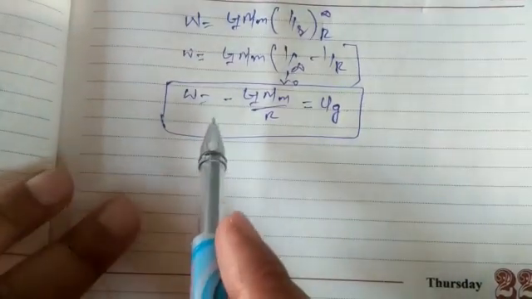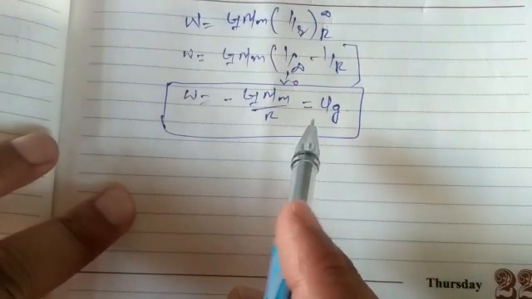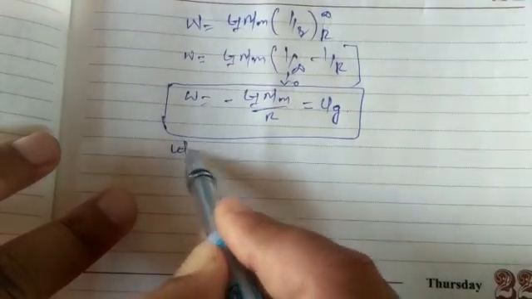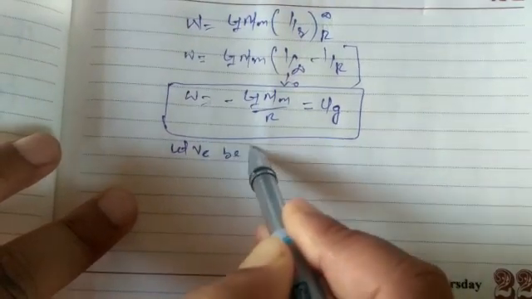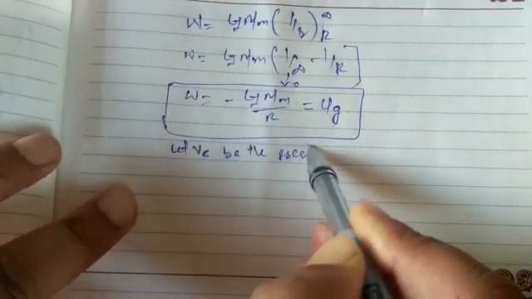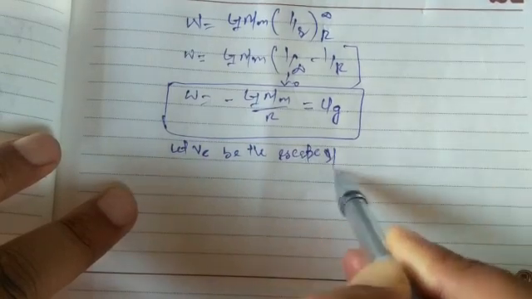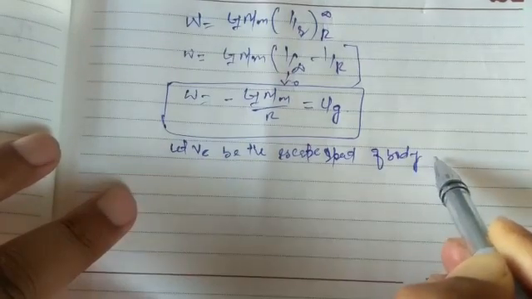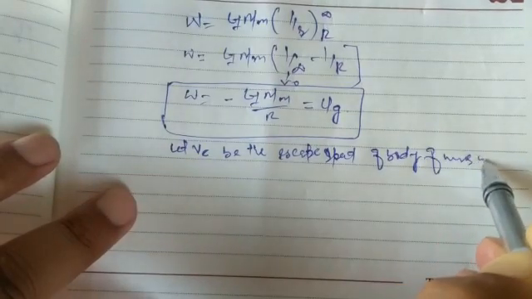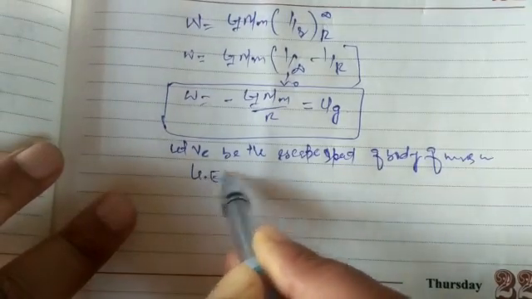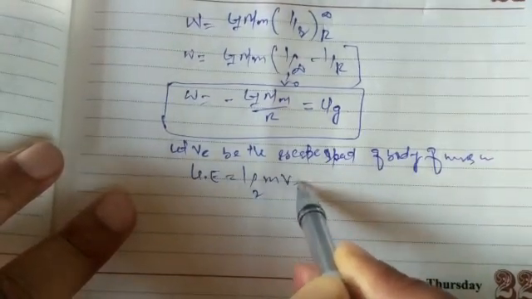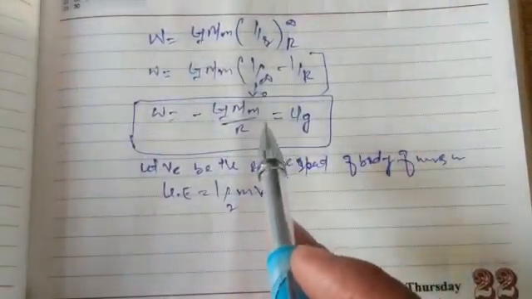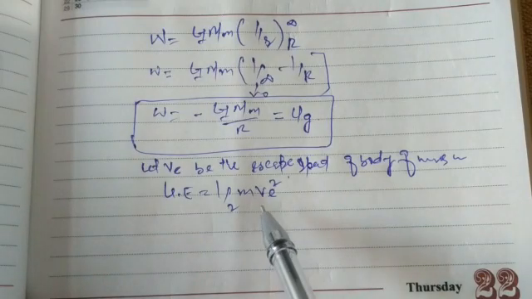Now, as this is the gravitational potential energy of mass at infinity, let VE be the escape speed of a body of mass m. Then the kinetic energy comes out to be 1/2 m V square, because the gravitational potential energy which the body has at infinity is at the cost of kinetic energy.